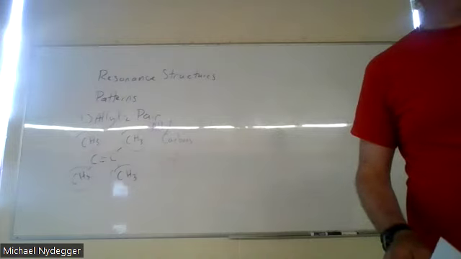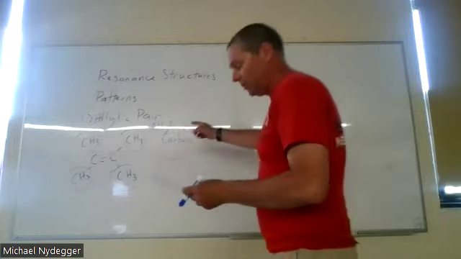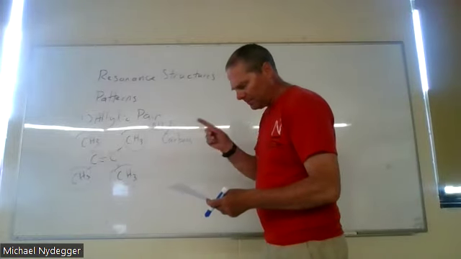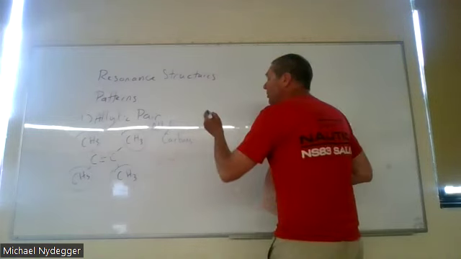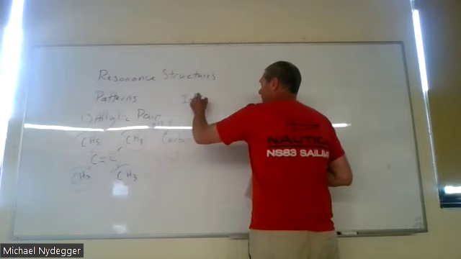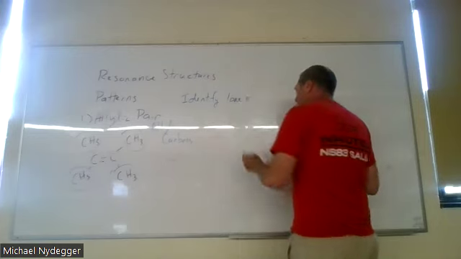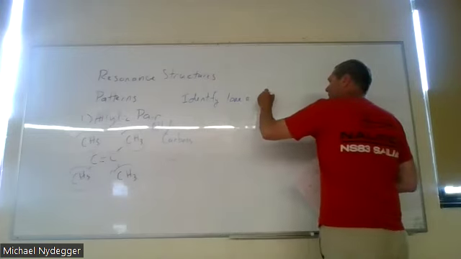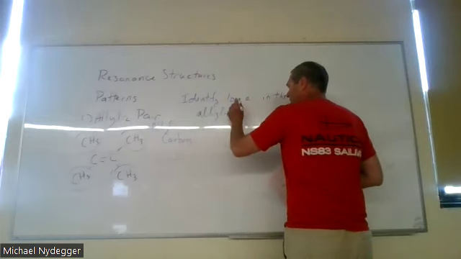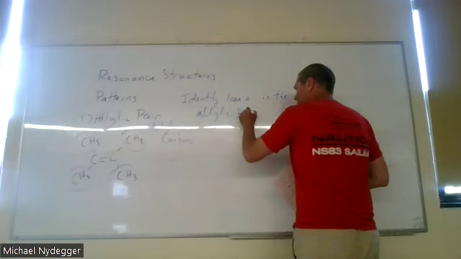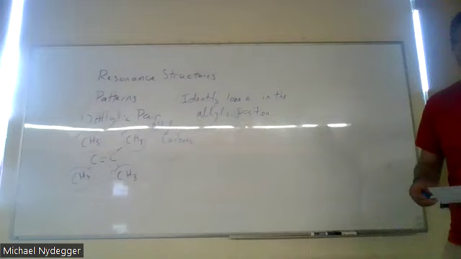Okay, all right. So far, so good? So one thing you want to do is be able to identify lone electron pairs in the allylic position.